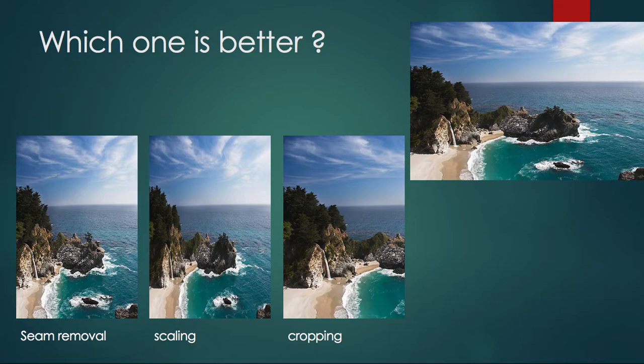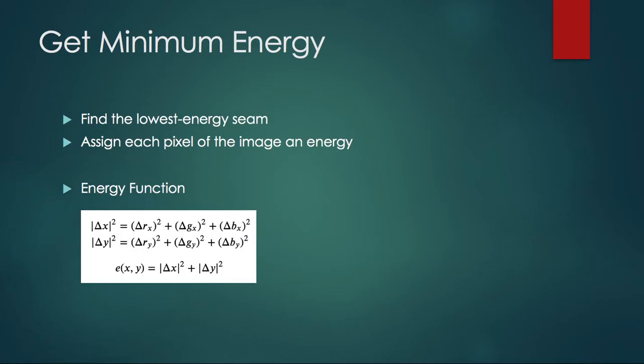This technique first identifies low energy areas of the image that are less interesting, then finds the lowest energy seams that weave through the image. The magic here is in finding the lowest energy seam.